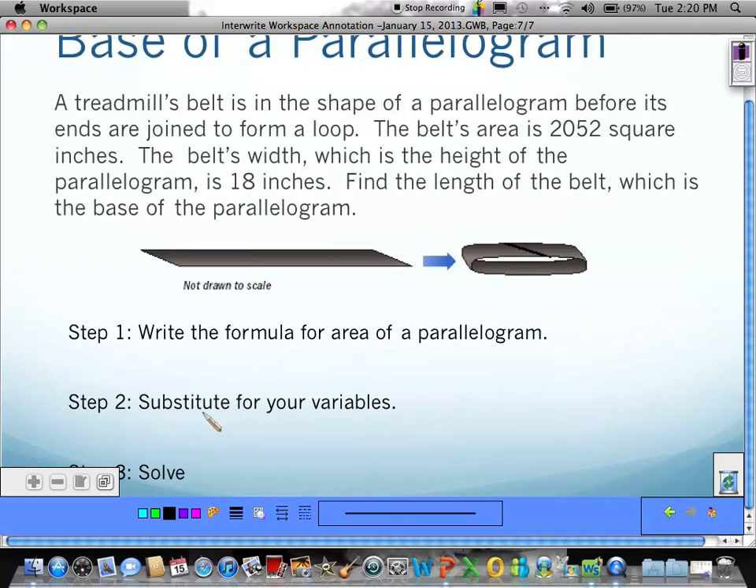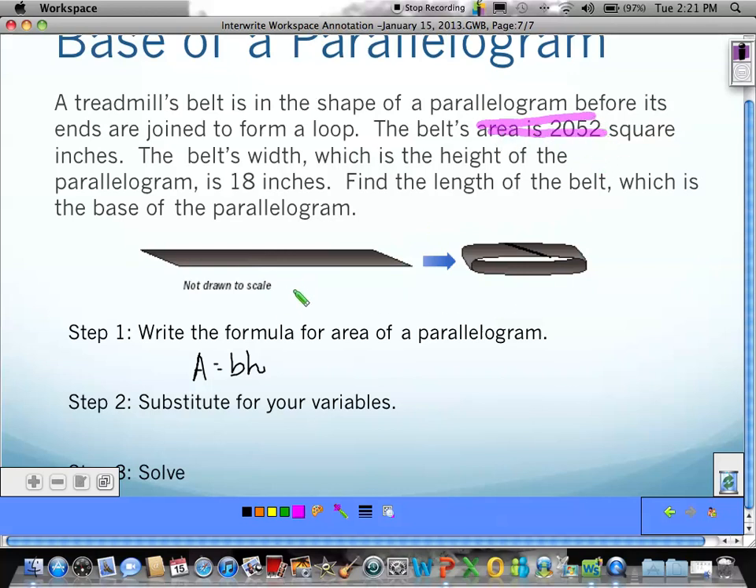So first thing we need to do is write our formula for area of a parallelogram. So area equals base times height. Now I'm going to go back in here and highlight some of the important details. It says the belt's area is 2,052 square inches. So they tell me what the area is. It also says the belt's width, which is the same thing as the height of a parallelogram, is 18 inches. And we are finding the base. So we need to find those things.